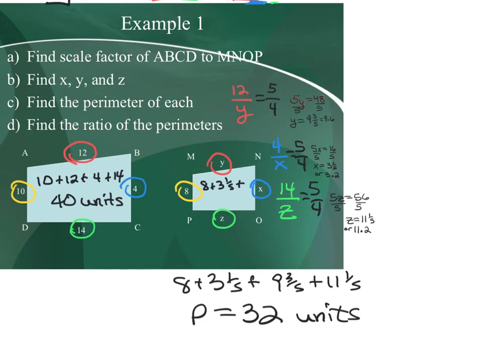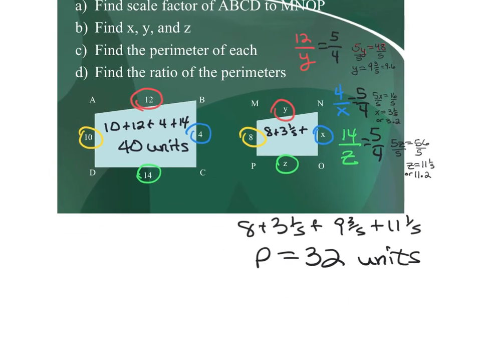Now it asks to find the ratio of the perimeters. So now I take the perimeter of the first one and put it over the perimeter of the second one. I always need to reduce. I can divide them both by 8, and this simplifies to 5 to 4. What you're going to find is that the ratio of the side lengths is the same as the ratio of the perimeters.